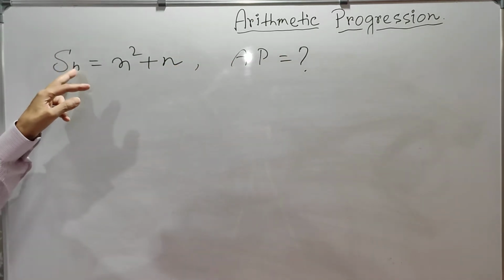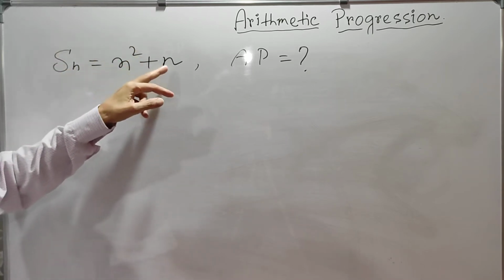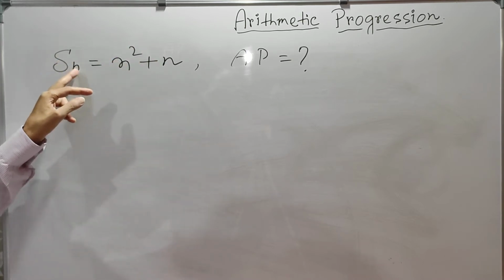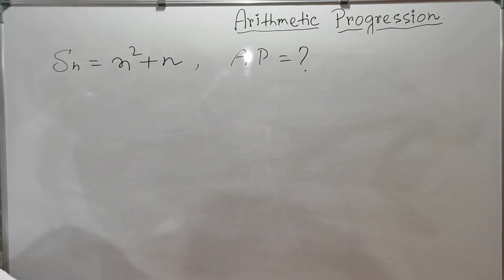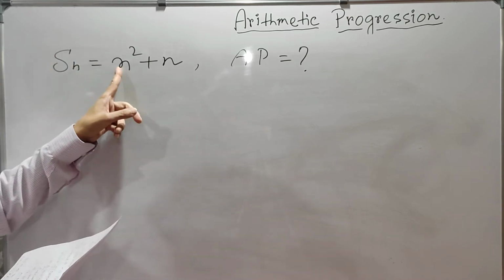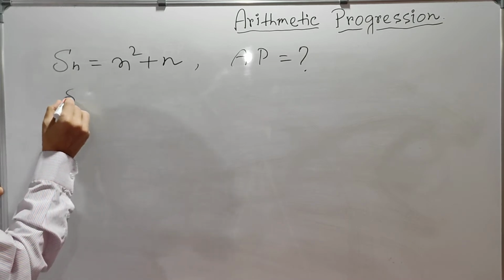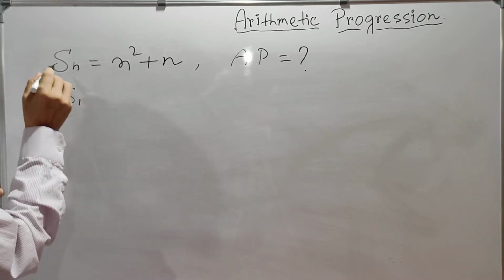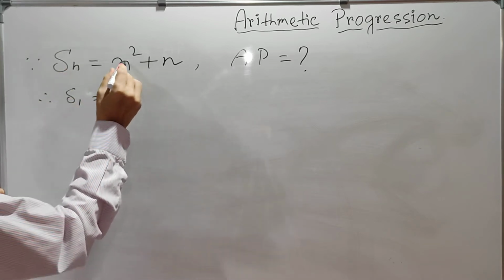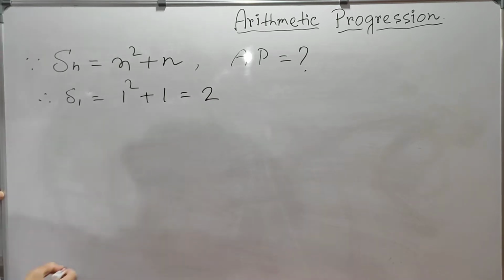Now the sum of n terms is n square plus n. So the sum of one term will be 1 square plus 1, the sum of two terms will be 2 square plus 2, and the sum of three terms will be 3 square plus 3, and so on. So we have to find the AP. Now put n equal to 1. Since the sum of n terms is this, S1 equals 1 square plus 1, that means 2.